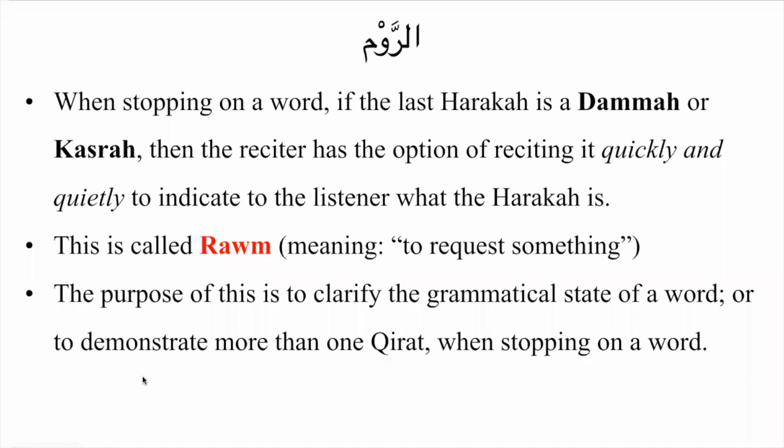So the first thing he talks about is rawm. When I stop on a word, if the last harakah on the word is a dhamma or a kasra, then the reciter has the option of reciting that harakah quickly and quietly. And some of the ulama say it's like you're reciting only 1/3 of the harakah. It goes away very quickly. And it's also meant to be quiet, to indicate to the listener what the harakah is. And this is called rawm.